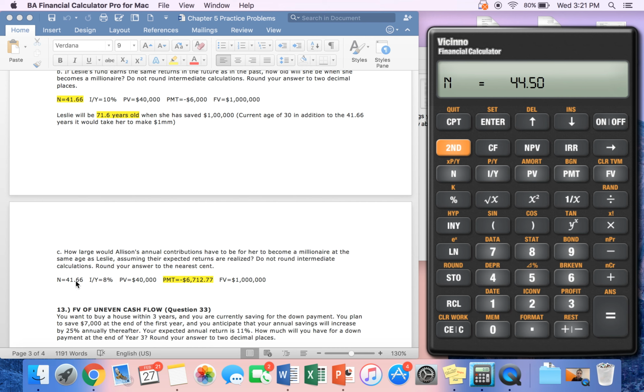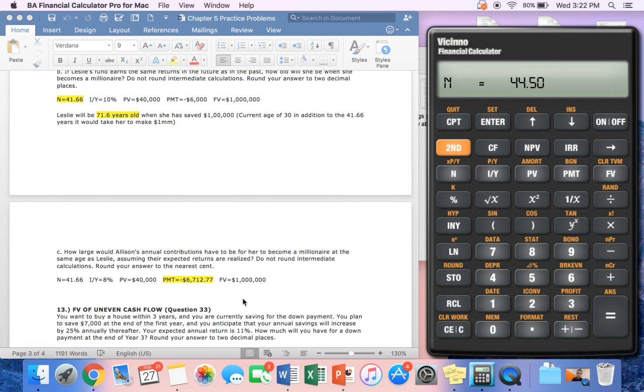So we know that it's going to take Leslie 41.6 years, so that's our n in this question. We're plugging in 41.6. It's Allison's brokerage account, which is only earning 8%, so that holds true. Our present value is still the same, and our future value is still the same. It's the payment that's going to change here.